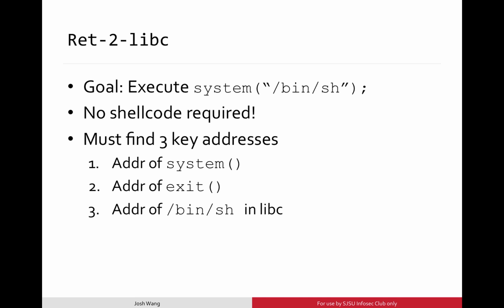So that leads us to return to libc. Return to libc is a type of attack that uses the theory we just mentioned to pass an argument into system. Typically what we want to pass in is a string like /bin/sh. This basically gives us a shell, right? So if we're able to call system and pass /bin/sh as an argument to it, then we don't need any shellcode. In order to do that, we have to find 3 key addresses. First, the address of system, then the address of exit to exit cleanly, and then the address of /bin/sh in libc.